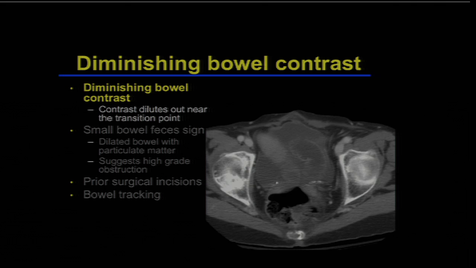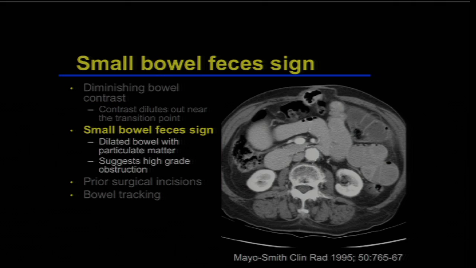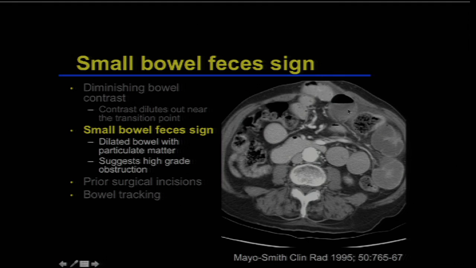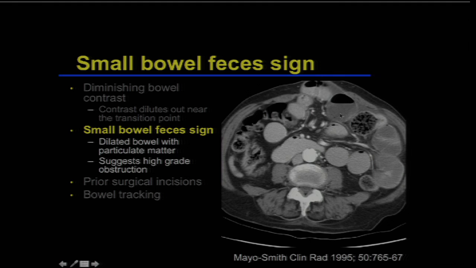The natural extension of diminishing bowel contrast is the small bowel feces sign. There's sort of a built-in targeting of the transition point. So this patient received oral contrast. We can see some segments of poorly enhancing bowel, not much bowel contrast.